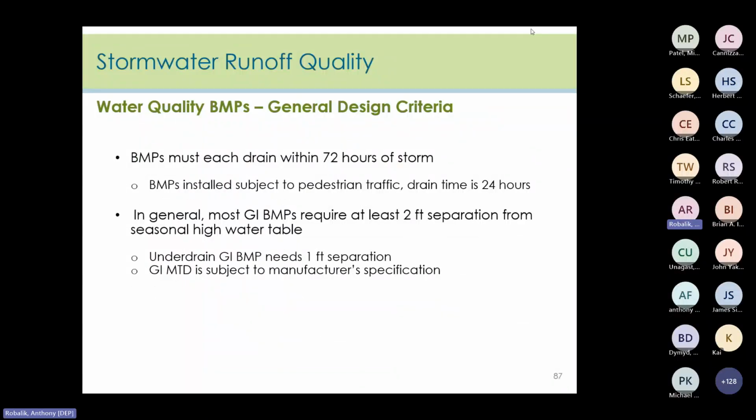So now moving into more specific details about the different water quality BMPs. There are some general design criteria that applies to all water quality BMPs. So all BMPs must drain down in 72 hours. If the BMP is installed adjacent to pedestrian traffic, the drain time would be 24 hours. All infiltration BMPs must have a minimum 2-foot separation from the seasonal high groundwater elevation. And under drain GI BMPs must have a 1-foot separation.